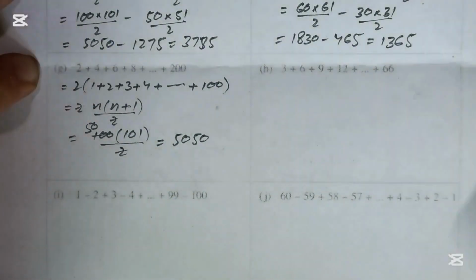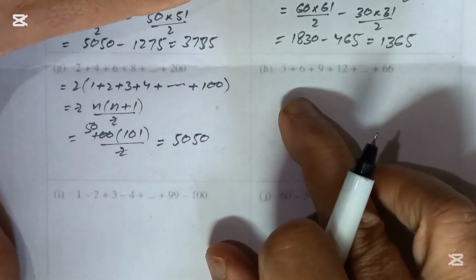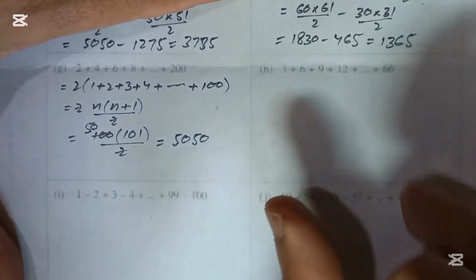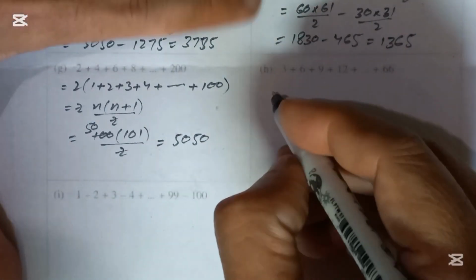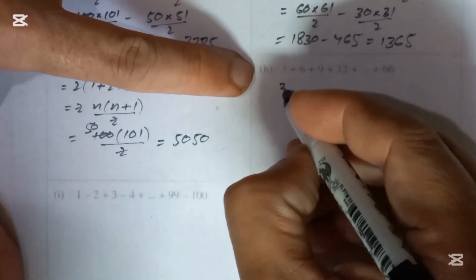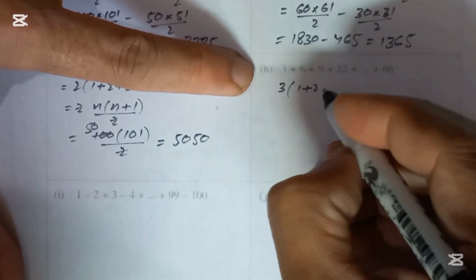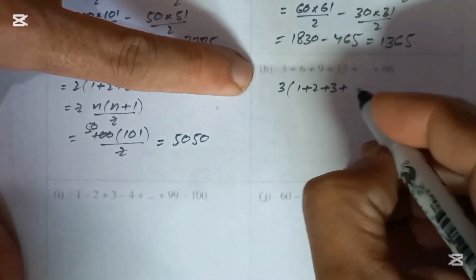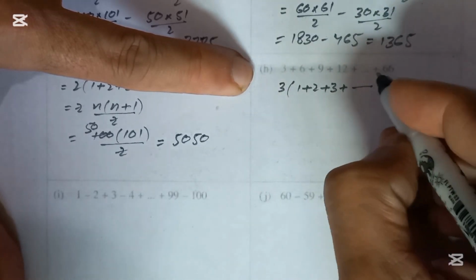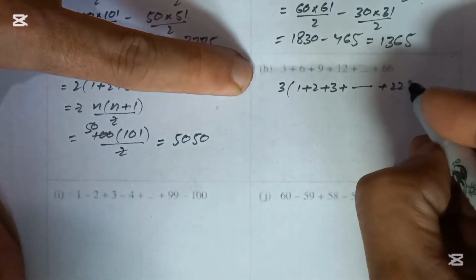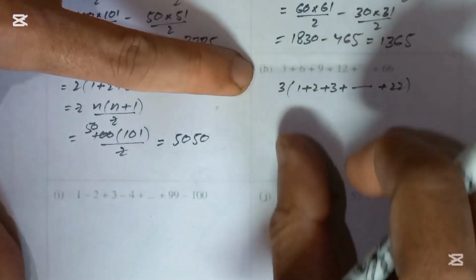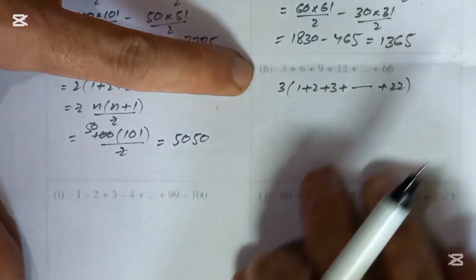Likewise, in this question, here is a table of 3, but in this form it is given. So take the 3 common. Then in the bracket you will have 1 plus 2 plus 3 up to, when 3 is taken from here, 22 will be there. So the remaining process will be the same. Solve it now.